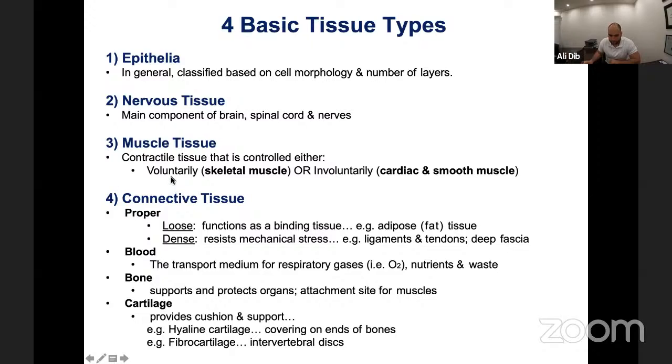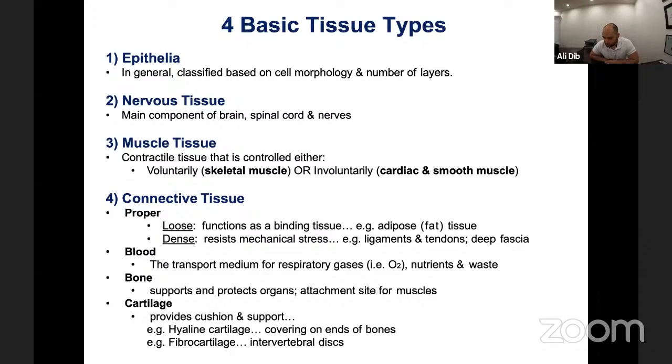Okay. And last but not least, we have the connective tissues. So there's 4 categories. We have the proper loose connective tissue. That's the one that kind of binds everything together. So adipose is another way of saying fat tissue that's found in between the layers of skin and muscle. It provides insulation. It provides a place where we can create our hormones from. Very, very important tissue.